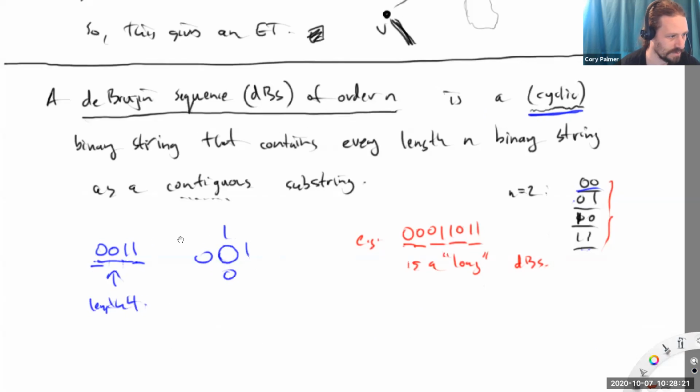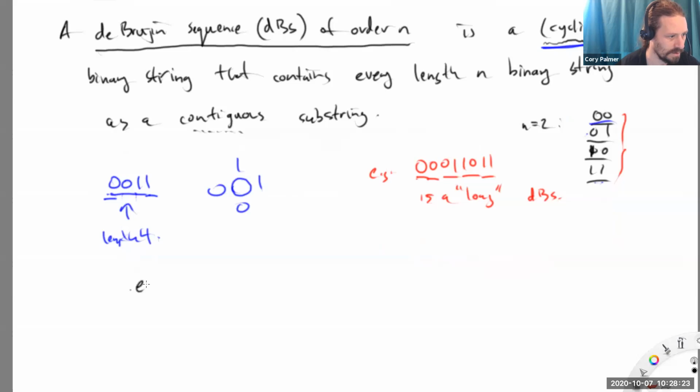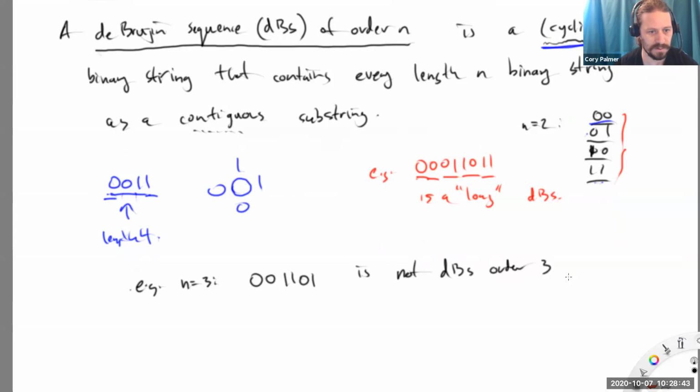So that's one example, and then I think let's look at n equals 3 real quick, and let me draw one that's not, and then one that is. So say we have something like 0, 0, 1, 1, 0, 1. Why is this not a De Bruijn sequence of order 3? Yeah, exactly. Eric says there's no 0, 0, 0 here, right?